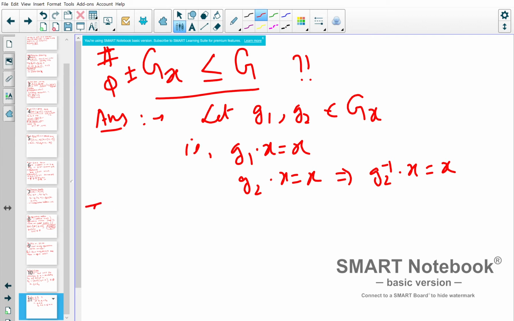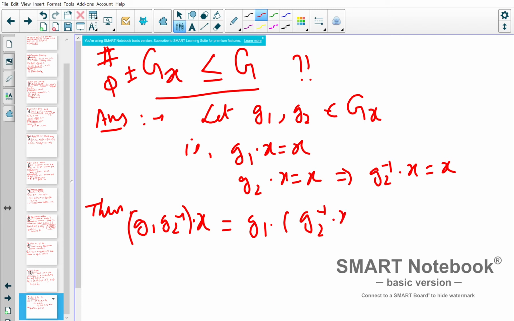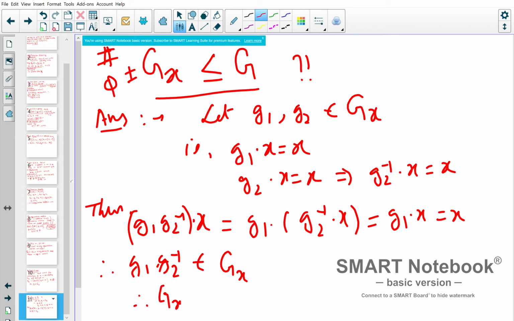So g1 g2 inverse dot x is nothing but g1 dot (g2 inverse dot x). But g2 inverse dot x equals x, so this is nothing but g1 dot x, which is nothing but x. Hence g1 g2 inverse is an element of Gx, and thus the stabilizer is a subgroup of G itself. That is okay.